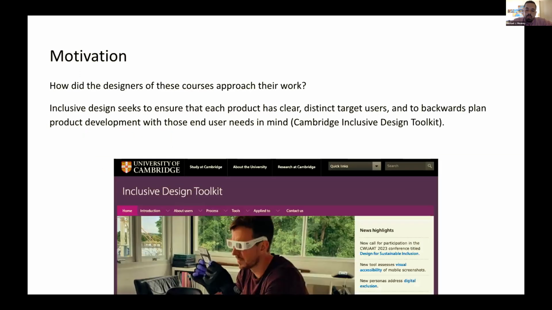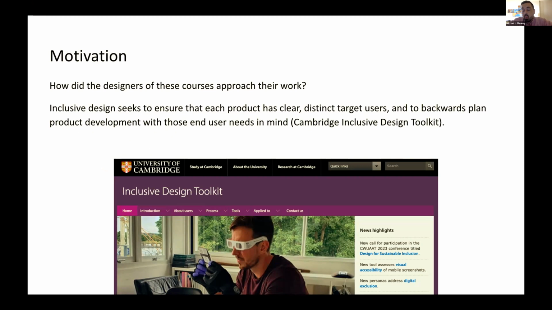But what there was not a lot of work on was actually talking to the designers and producers of these MOOCs and asking them what was their approach and how were they thinking about potentially hard to reach learners.